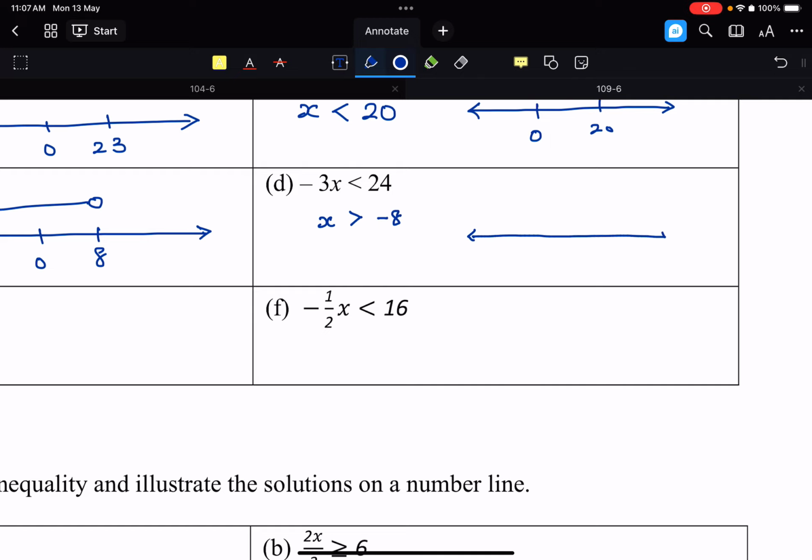So if it's greater than, how does the number line look like? We have -8 here, we have a 0 here. So it goes to the right side. Greater than, it goes to the right side.